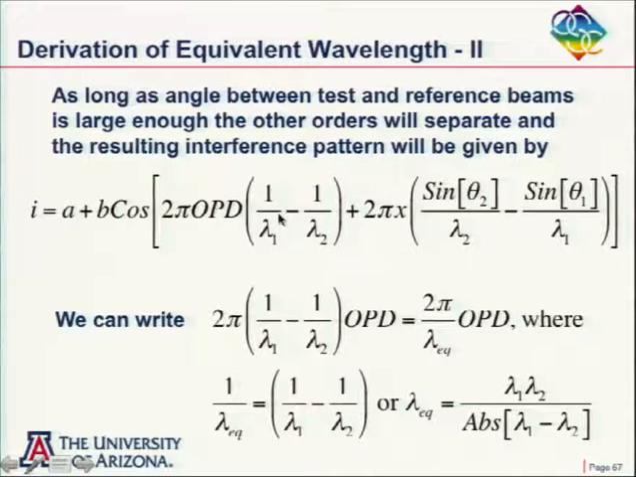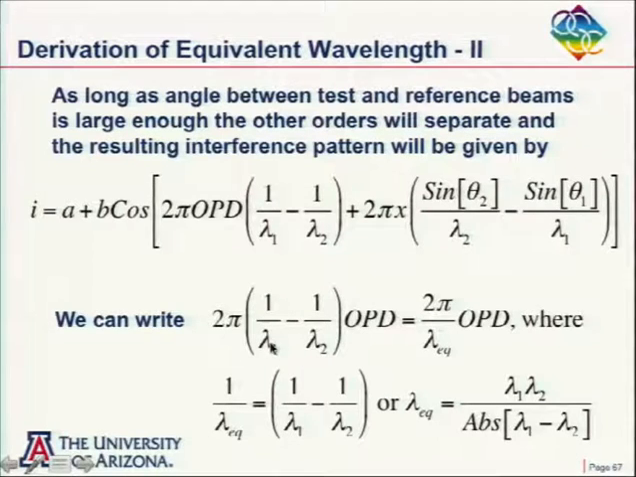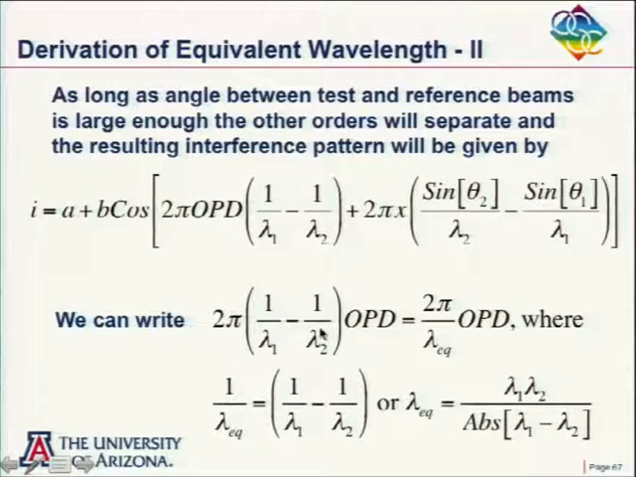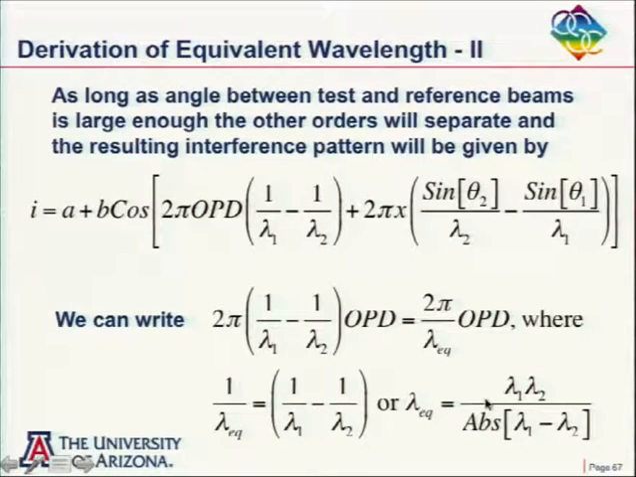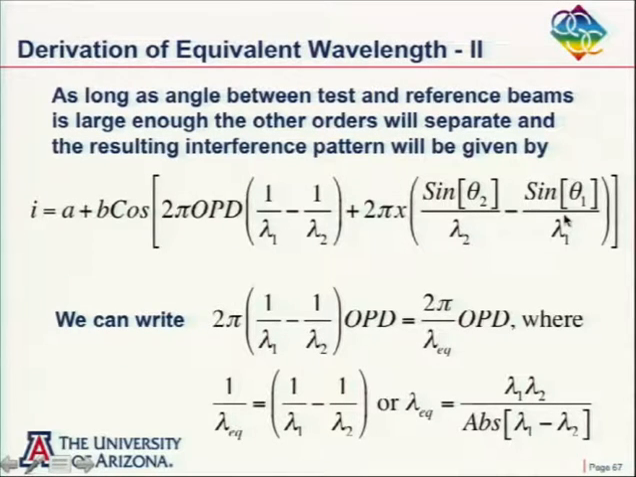And if I like, I could write this as 2 pi over lambda equivalent wavelength times the OPD, where 1 over lambda equivalent is 1 over lambda 1 minus 1 over lambda 2. And I could write that then as lambda equivalent is the product divided by the difference. And I like positive wavelengths, so I just say absolute value. So this is the intensity of my interference pattern.